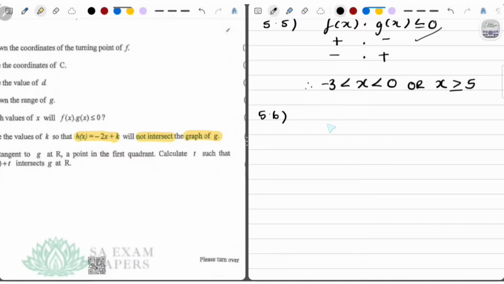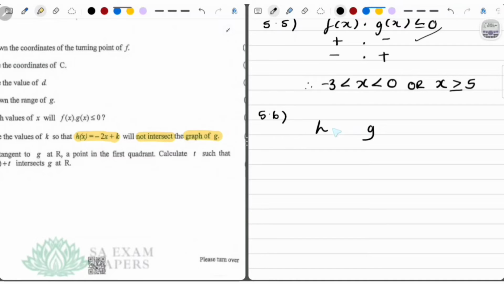So if we want to find out where h will not intersect the graph of g, how about we find out where they will? How about we make them intersect first, then we can manipulate that equation to then find out where they will not intersect.